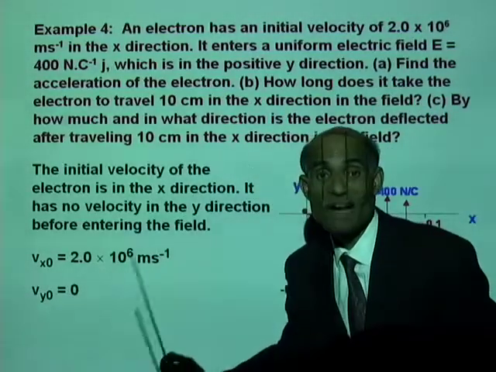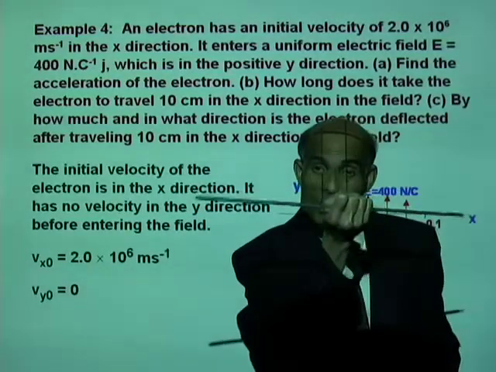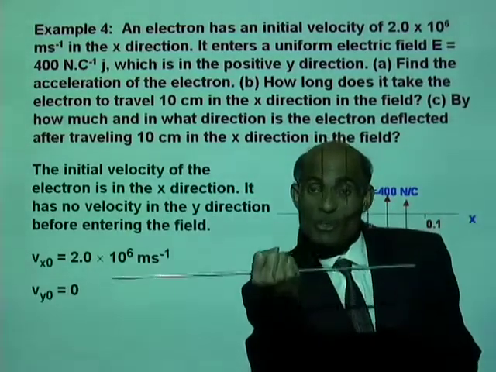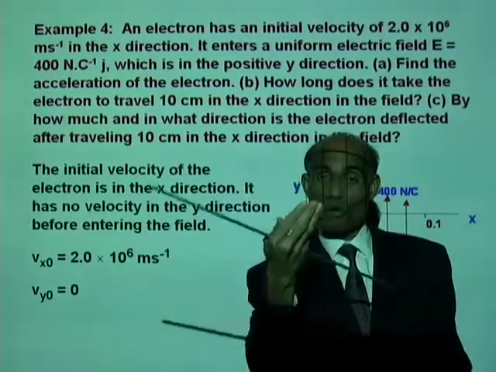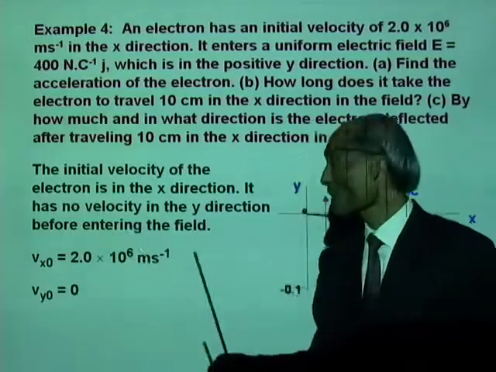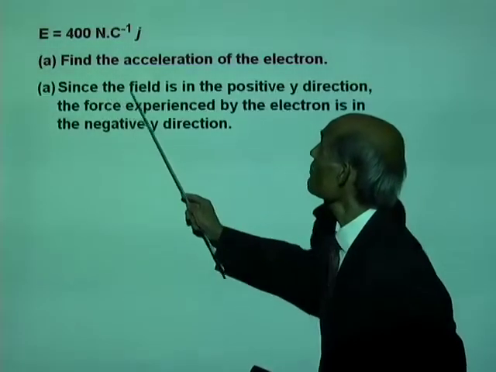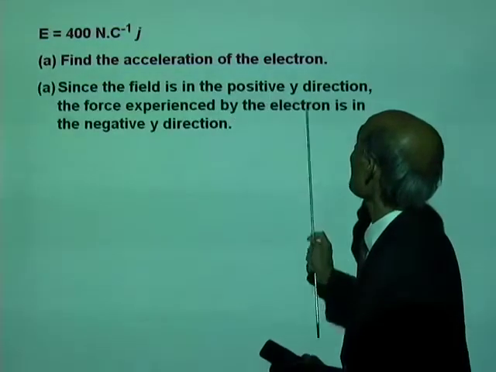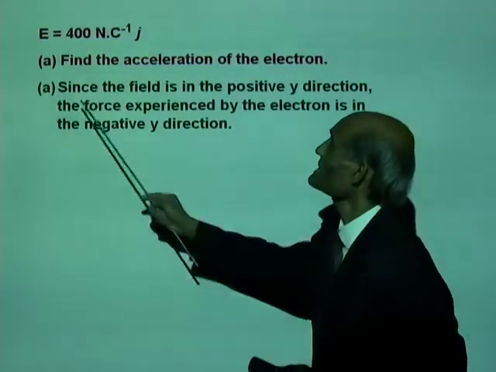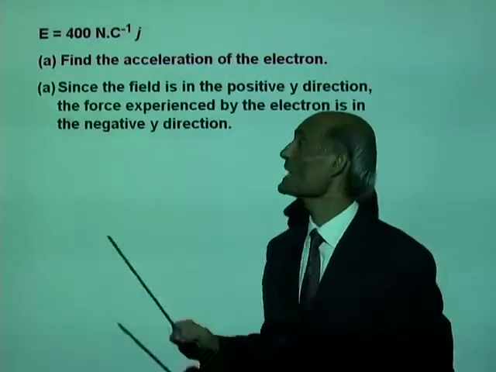Vy0, initial y velocity, is 0. And as the electron travels, its y velocity is going to increase. Just like the basketball falling, the electron will fall. Its y velocity will increase. Let's talk about it. Since the field is in the positive y direction, let's start with part A, then we will come back to the part C later.